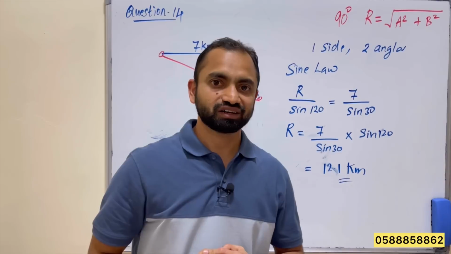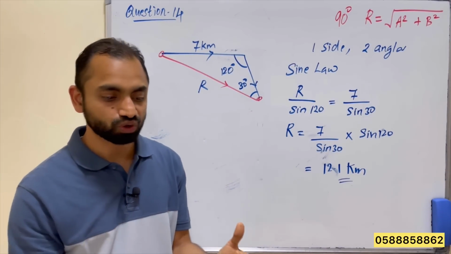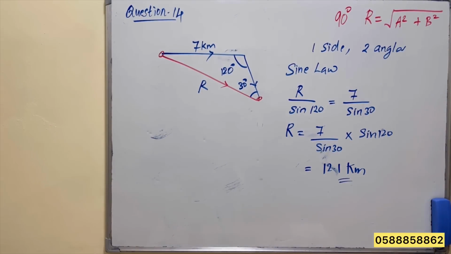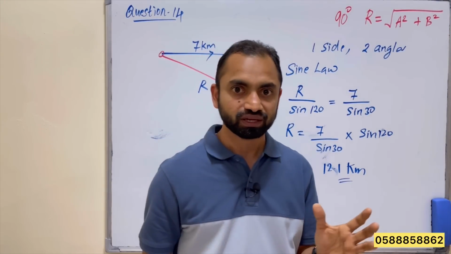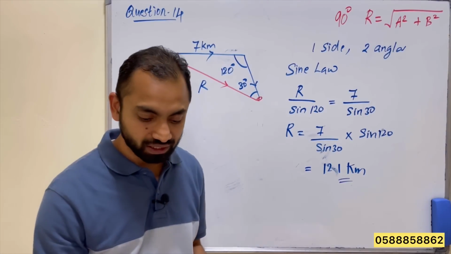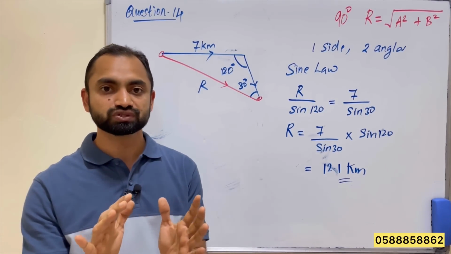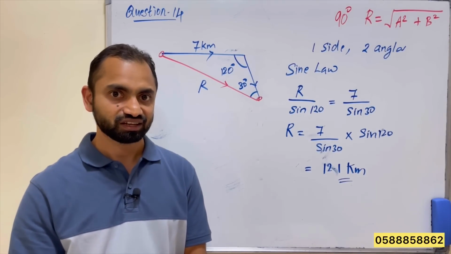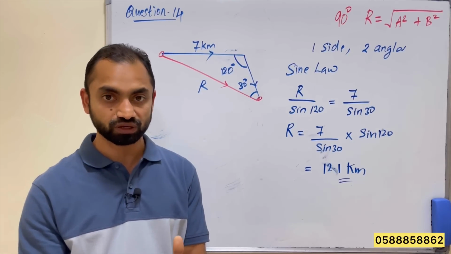So these are different methods to solve different types of questions. If the angle between two vectors or two forces is 90 degrees, then you can use the Pythagorean theorem. The resultant is equal to the square root of a square plus b square. If the angle is not equal to 90 degrees and you know the values of two sides and one angle, you will use the law of cosine. What is the law of cosine? The resultant is equal to the square root of a square plus b square minus 2ab cos theta.